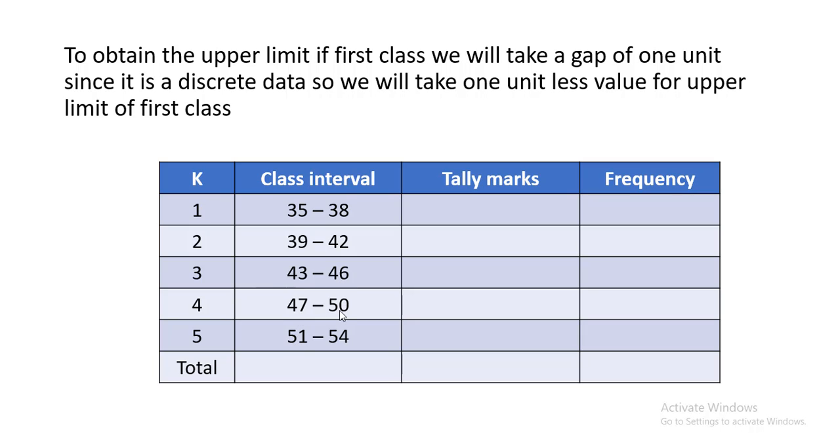Then 51 minus 1 gives you 50. So this is the upper limit of my fourth class. Now if you look at the height from the lower limit, or from the upper limit point of view, both are the same. 39 minus 35 is 4, and 42 minus 38 is also 4.